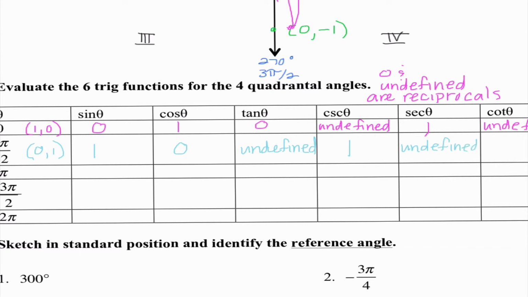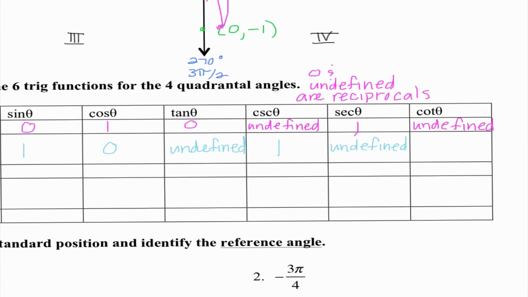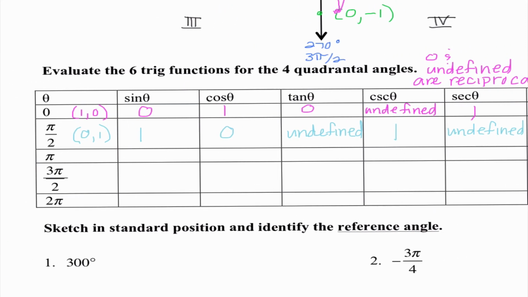And this is the one that can be tricky at times. Cotangent is the reciprocal of tan, which is going to be 0, because undefined and 0 are reciprocals of one another. I promise you guys you're going to have some of these on your quiz next time, okay?